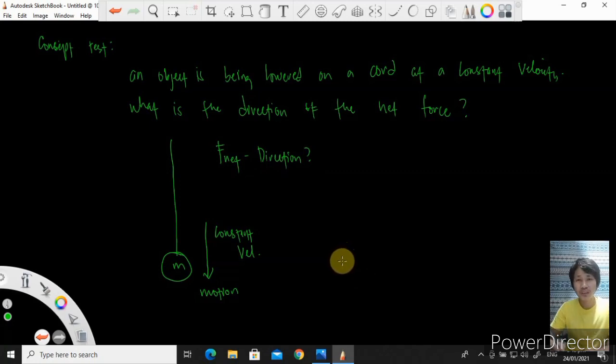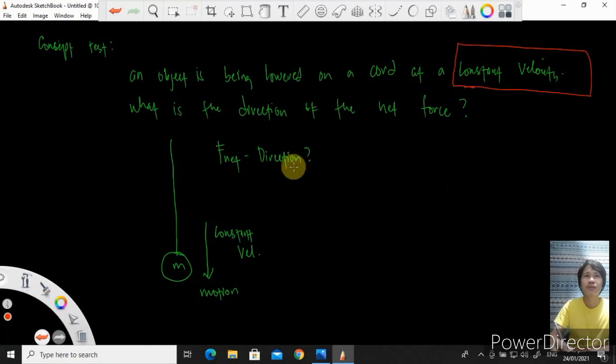O you can pause the video, tapos i-play nyo na lang after nyong maisip yung sagot, or ma-analyze yung problem. An object is being lowered on a cord at a constant velocity. What is the direction of the net force? Okay, so syempre, ito ulit tayo, constant yung velocity. Constant yung velocity. So, net force, Fnet is equal to 0.